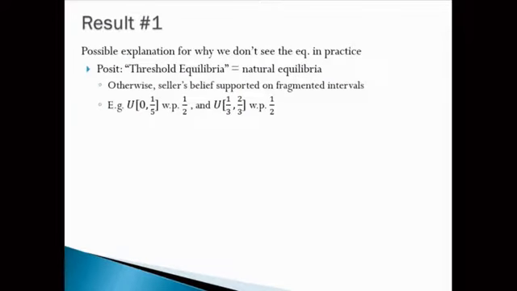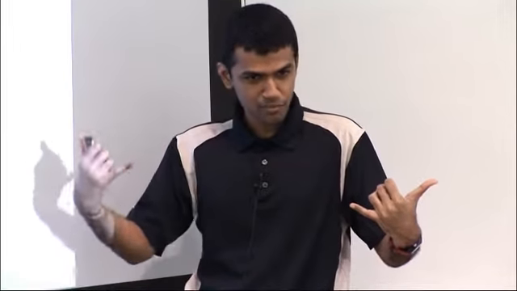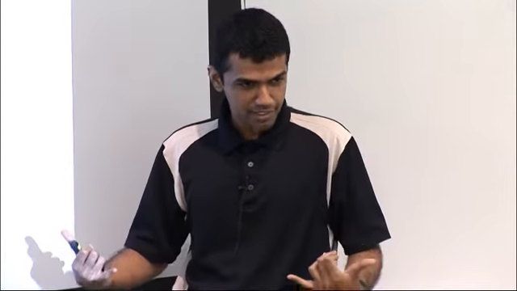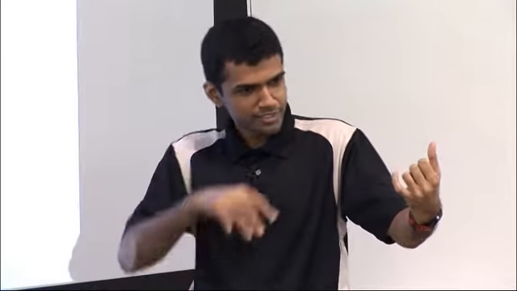So we show the following. We posit that a threshold equilibrium is what constitutes a natural equilibrium. By a threshold equilibrium, I mean what we just saw for the 2 rounds case: the buyer rejects if his value is smaller than something and accepts if his value is larger than something. A non-threshold equilibrium means that I'll accept for some set of values, and then I'll reject, and then I'll accept, and things like this.